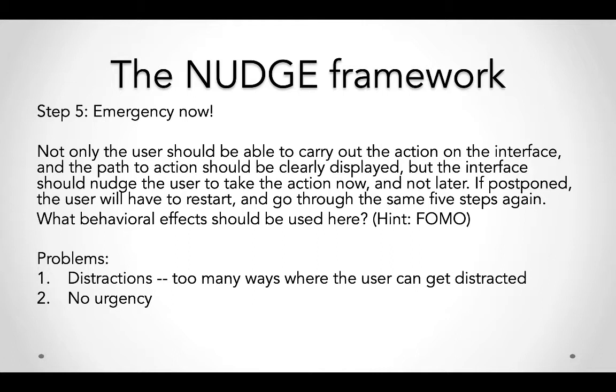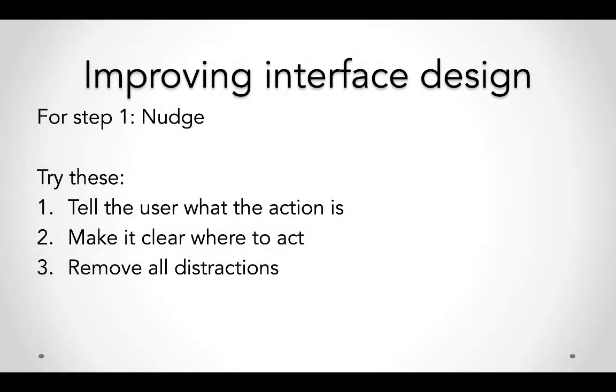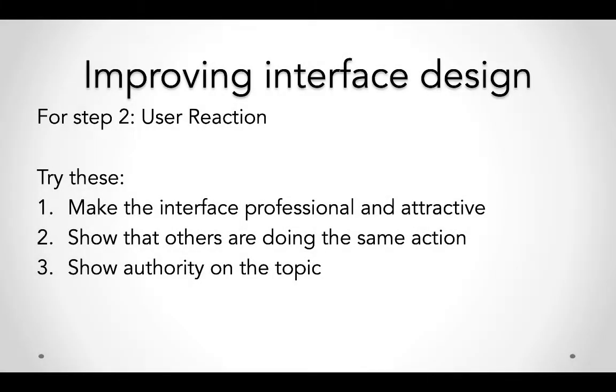So these are the 5 steps of the nudge framework that will make sure that people will actually bridge the gap between intent and action. How do we improve any design? For step 1, for the nudge, try these. Tell the user what the action is. Make it clear where to act and remove all distractions. For step 2, make the interface professional and attractive. Remember, attractiveness counts, saliency. Show that others are doing the same action, social proof. Show authority on the topic, right?